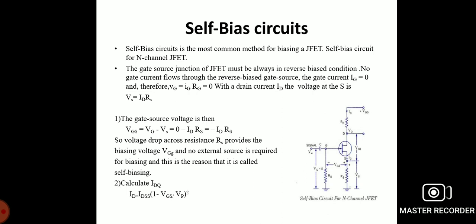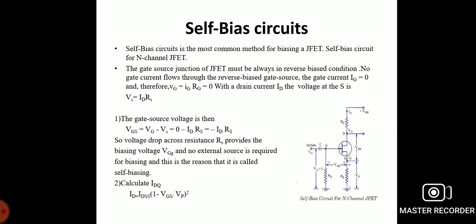The gate current IG is equal to 0 and therefore the gate voltage is equal to the gate current times the gate resistance, which is equal to 0. When a drain current ID flows, the voltage across the source resistance is equal to the drain current times the source resistance. So now the gate source voltage is equal to the gate voltage minus the source voltage, and the gate voltage is 0. So what is the output voltage? That is the negative of the drain current times the source resistance.